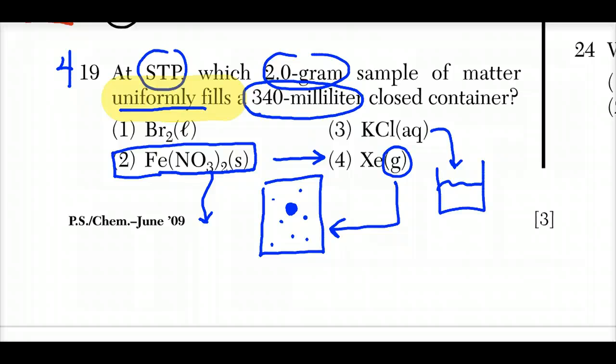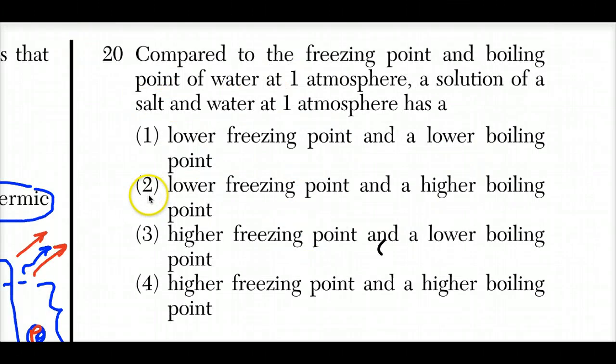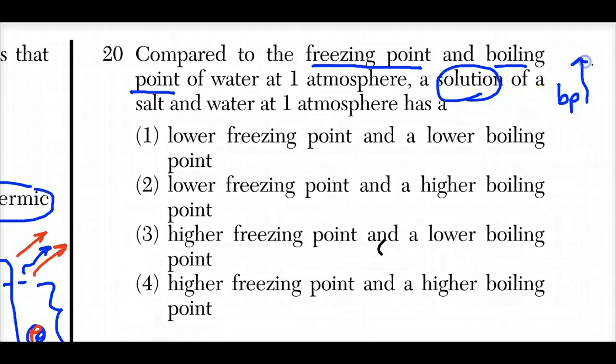Number 20. Compared to the freezing point and boiling point of water at 1 atmosphere, a solution of salt and water at 1 atmosphere has... well, you should know there's something called freezing point depression and boiling point elevation when you have solute particles dissolved in water. So a solution will always have its boiling point higher and its freezing point lower. The higher temperature phase change goes higher, the lower temperature phase change goes lower.